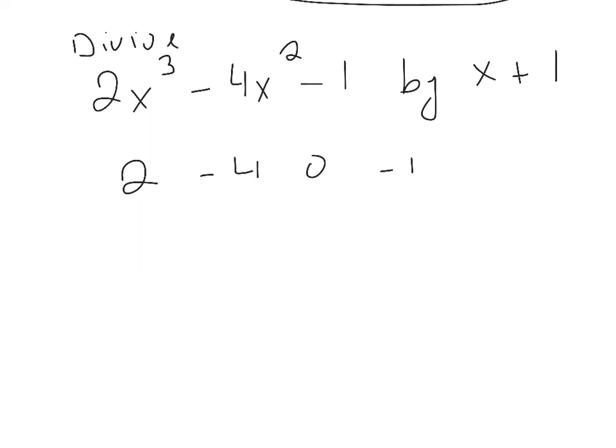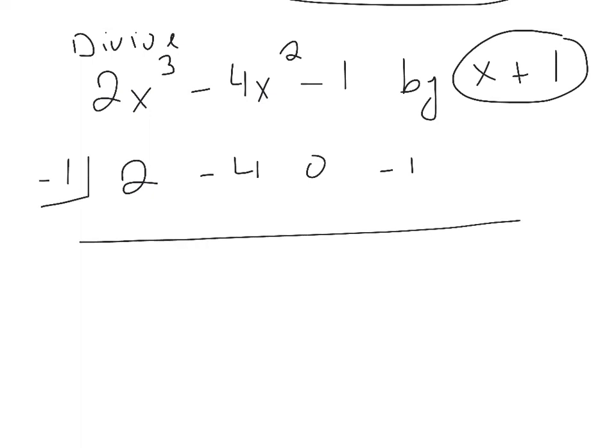Okay, and think about this. What's my k value? x plus 1. So what's my intercept? The intercept is -1. So -1 goes here. Now the process. 2, bring it down. 2 times -1 is -2. -4 plus -2 is -6. -6 times -1 is 6. 0 plus 6 is 6. 6 times -1 is -6. And -1 plus -6 is -7.